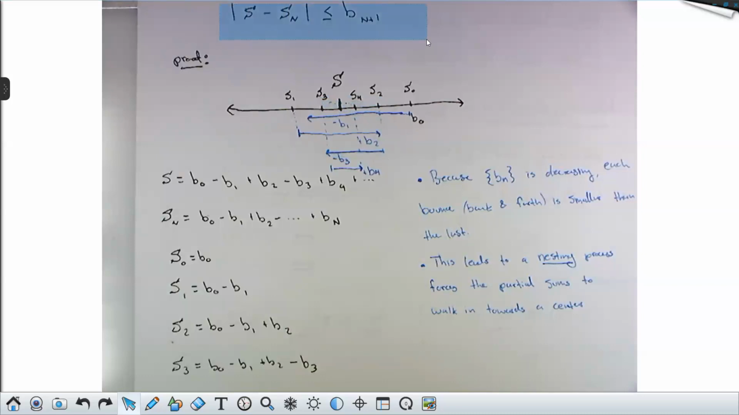And that's precisely the statement. The distance from S to S2 is smaller than B3. And that works no matter what you use for n. Instead of 2, you could use 3 or 4 or 5. This is also how you prove the alternating series test, right? Because these things nest and they have to come towards a center, if you assume that the bn's are decreasing and you assume that they have limit 0, then this nesting process has to walk in and in and in until you get to some limit inside.